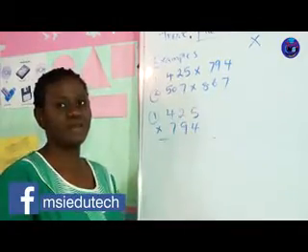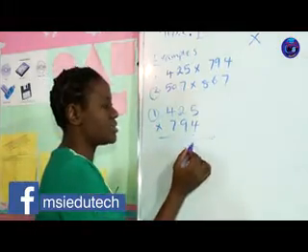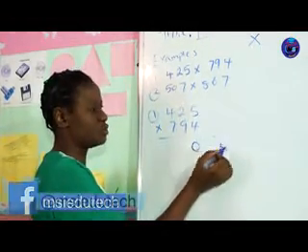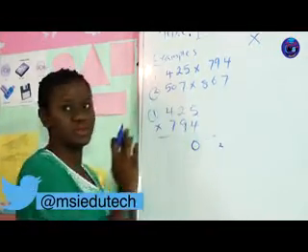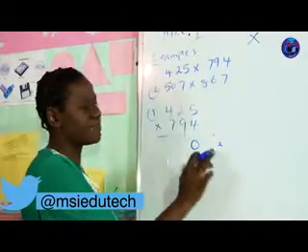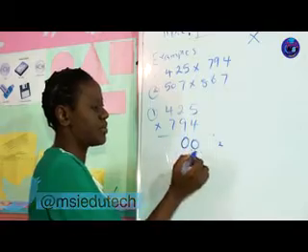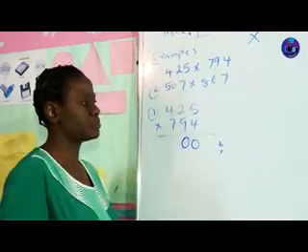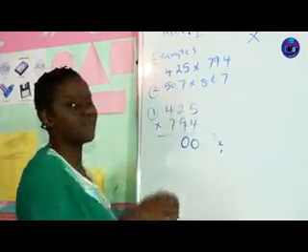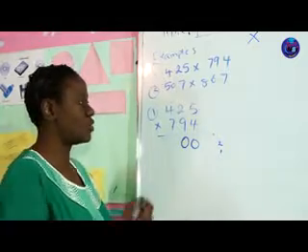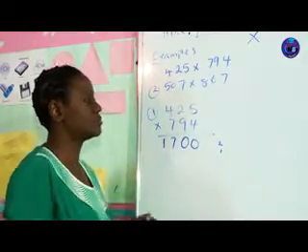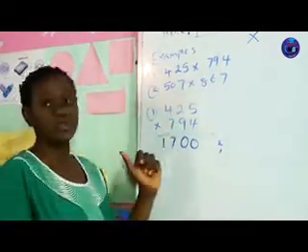4 times 5, 20. Put down 0 and lift 2. 4 times 2, 8. 8 plus 2, 10. Place 0 and lift 1. 4 times 4, 16. Plus 1, 17. Now we go to 9.